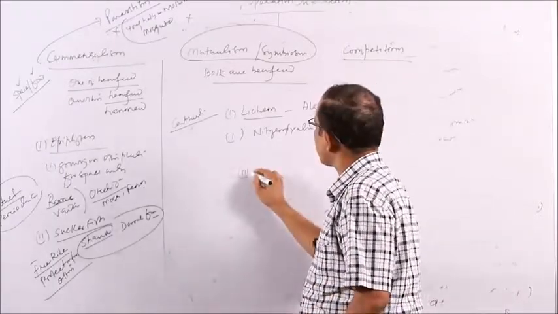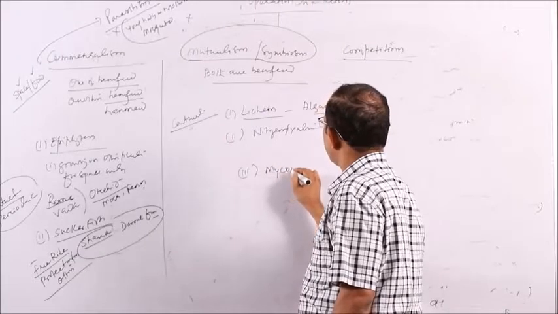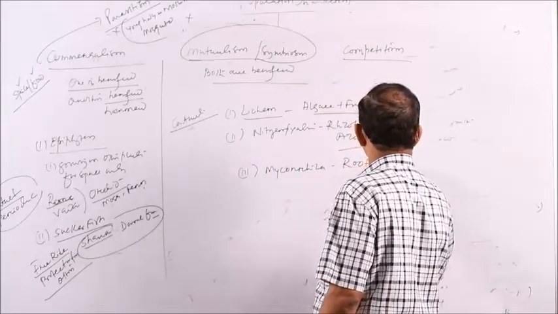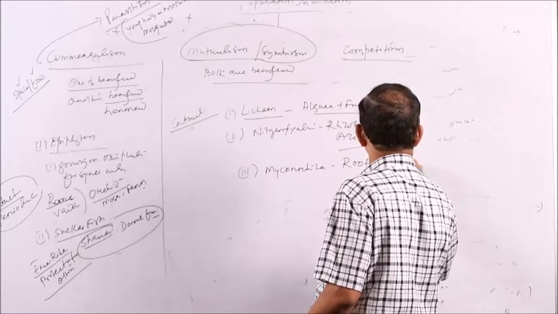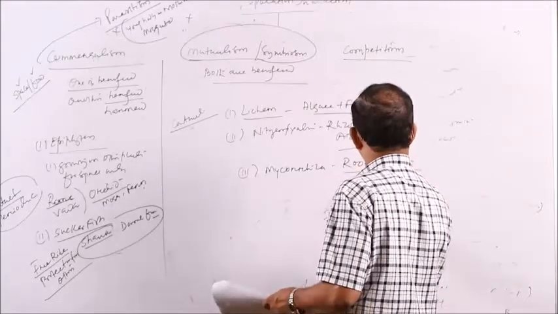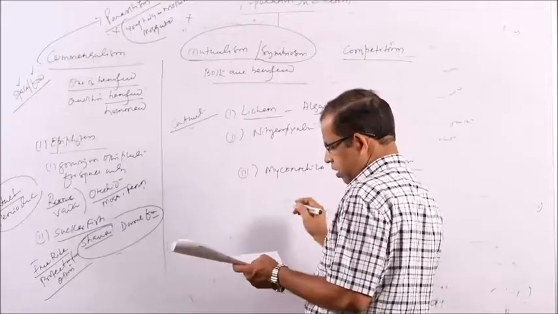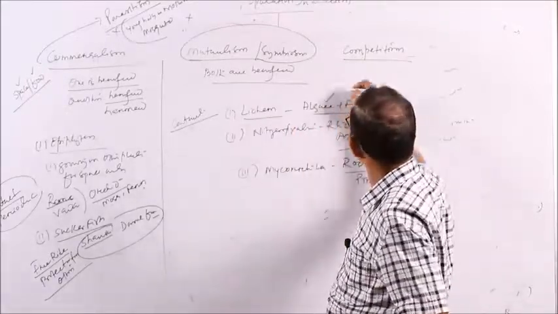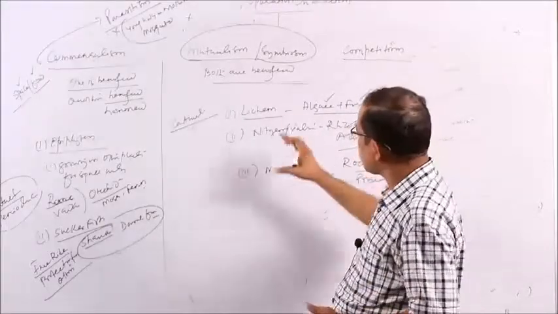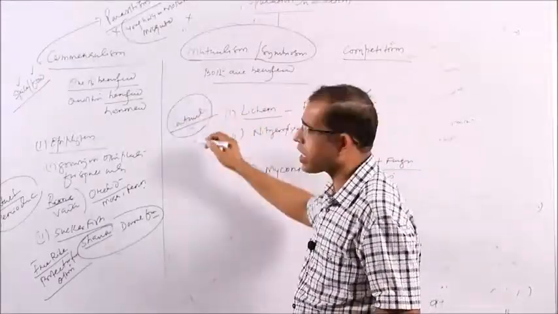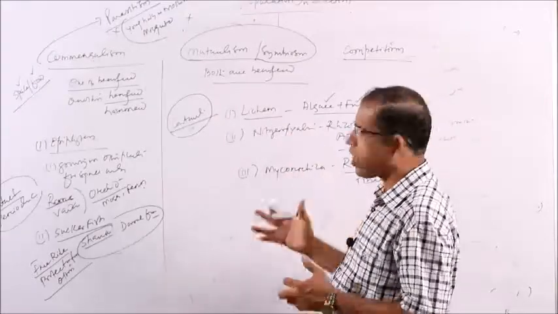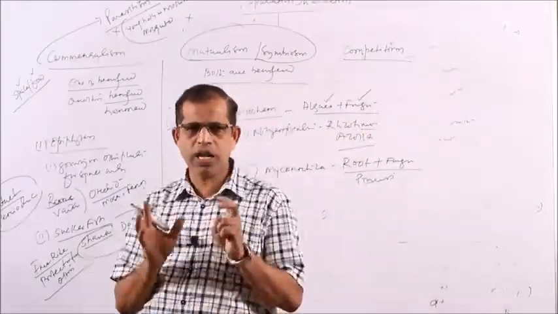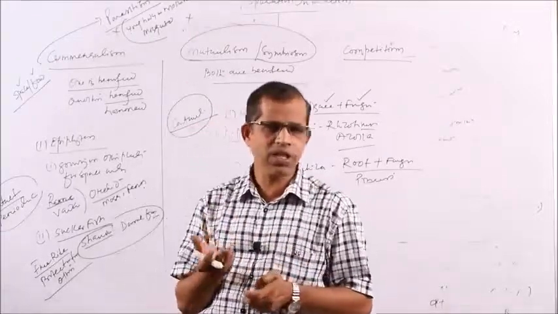Third one is called mycorrhiza. Mycorrhiza is the association of roots of higher plants with fungi, for example Pinus. In both the cases, algae is getting benefit, fungi is getting benefit. So here both are remaining in contact with each other. That means both are benefited due to these interactions. Both are having a beneficial effect.